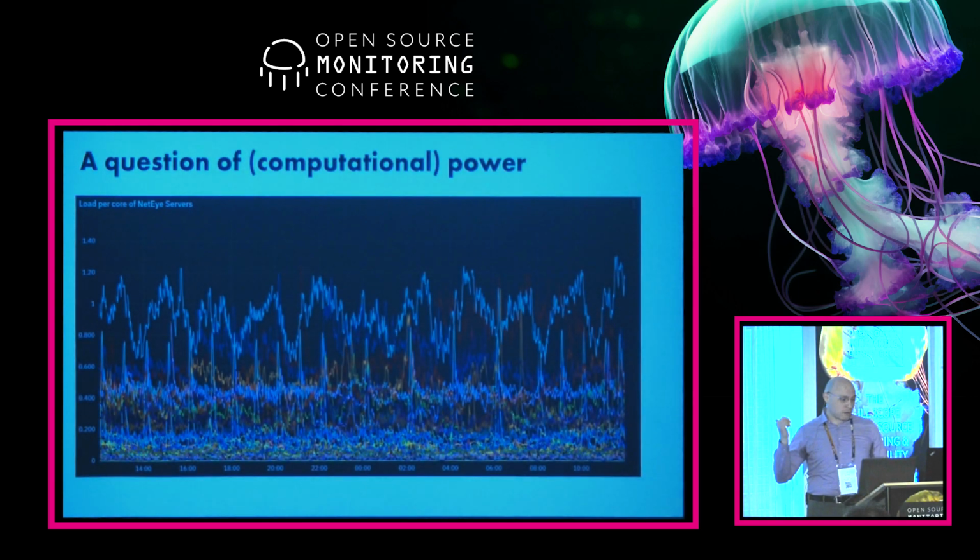So we can take a look at a typical day of the NetEye infrastructure. This is a 24-hour span, and we can see the load per core of each server. As you can see, the situation is pretty well balanced because every line is around 0.4, 0.5, 0.6, so it's almost okay. But still, we're talking about more than 300 CPUs fully running. And this is a lot of power. It's not scaling so much, so we have to find other ways, and this is why Thomas is here.